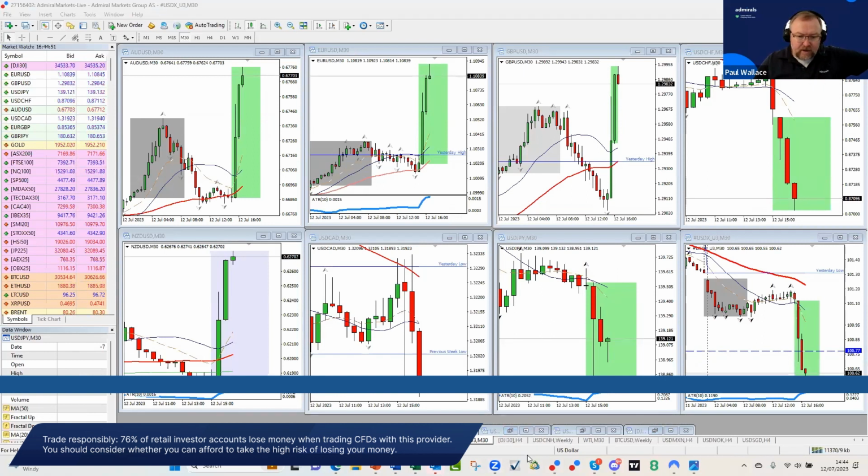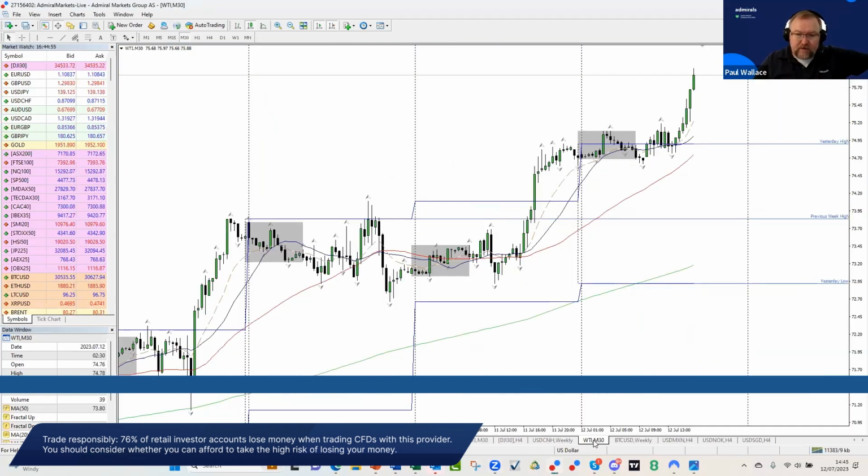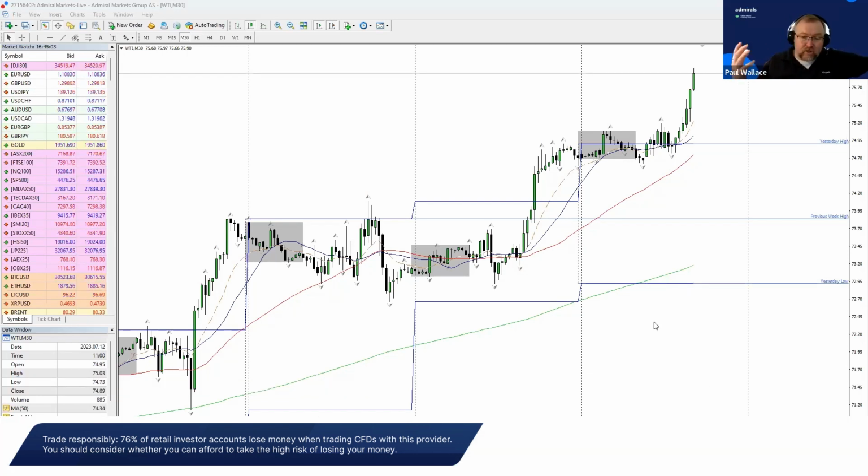Have we got it on here? Well, let's have a little look at West Texas. All right, so this is oil. We've looked at FX, but I wanted to also show you a little bit on West Texas, just another chart. And once again, what we've got here is the price has been in an uptrend.